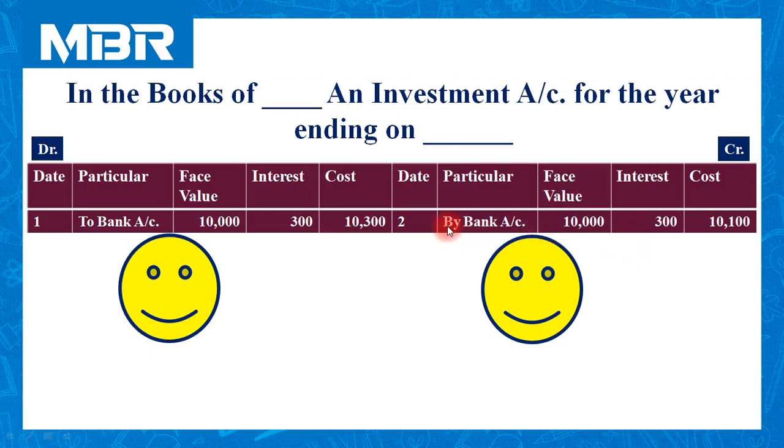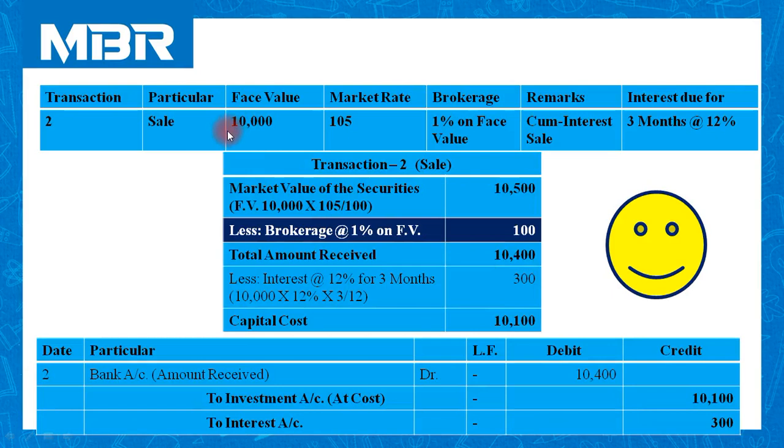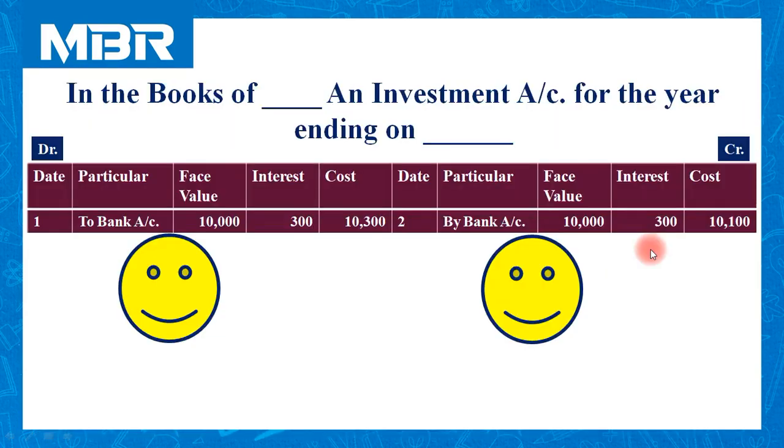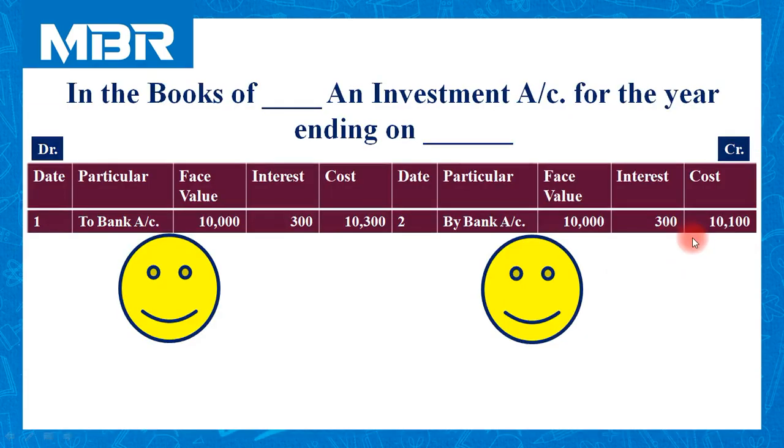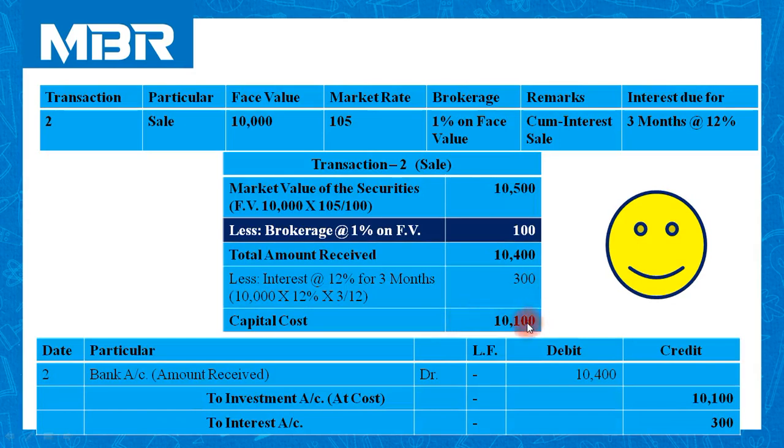Check it. Credit side of investment account. Number 2, instead of date, we have inserted transaction number. By bank account, 10,000 rupees of face value of the transaction. You can check, it is given over here, 10,000. For the reference, we need to enter face value over here, 10,000. Interest involved in this calculation, you can find directly from here. Interest included in this transaction is 300. And cost price or capital cost that we have derived from our calculations, 10,100.